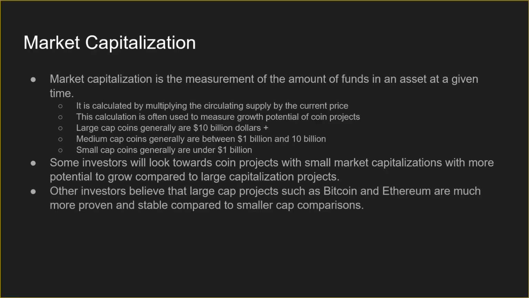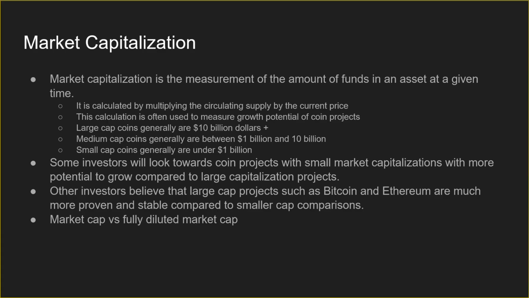Now, to counter that, other investors can believe that large cap projects such as Bitcoin and Ethereum are much more proven and stable compared to smaller cap comparisons. So there's a bit of a dilemma where smaller cap projects may not be as proven. They may be new. There's a greater sense of possible reward, but there's also a greater sense of risk. Large cap coins are typically much more proven, there's much more capital invested, and as a result, any increases to that capital invested may not have as great an effect compared to investing in smaller cap coins.